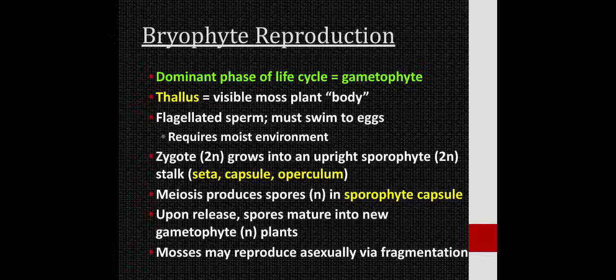Mosses can also reproduce asexually, through fragmentation. So you could take moss off the ground, blend it up in a blender and make a little ball of moss, toss it somewhere, and it will grow new moss.